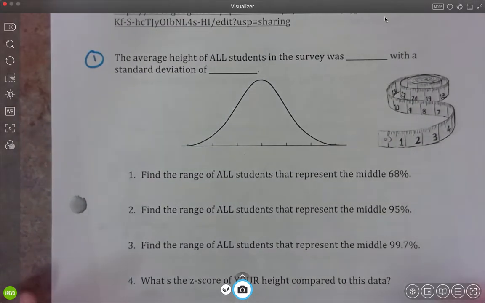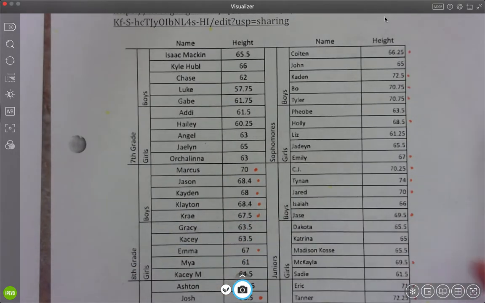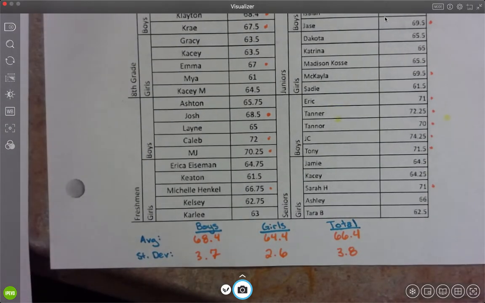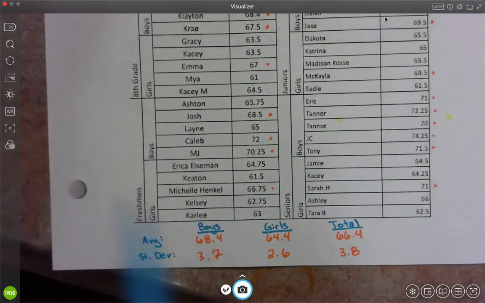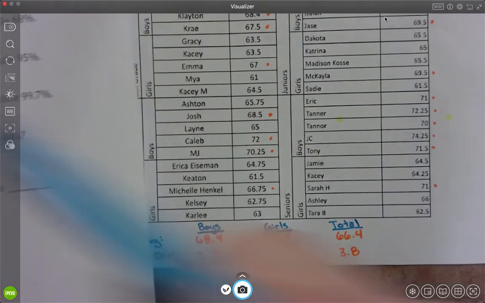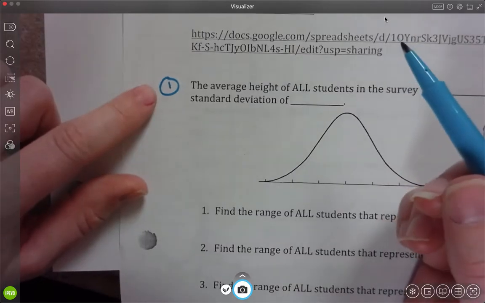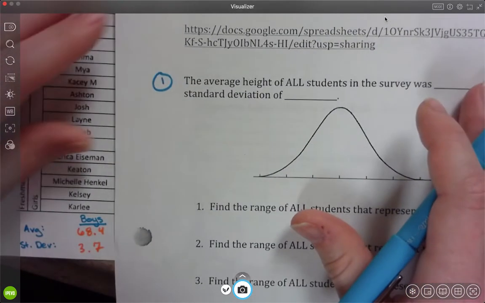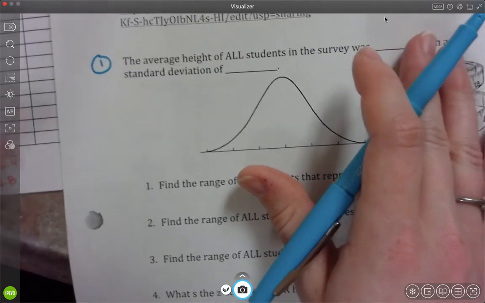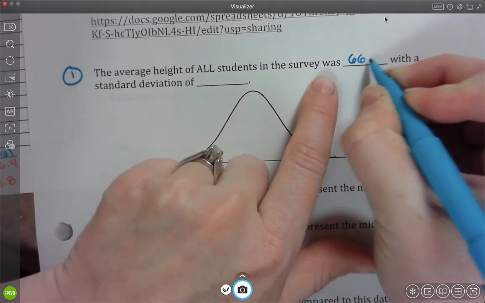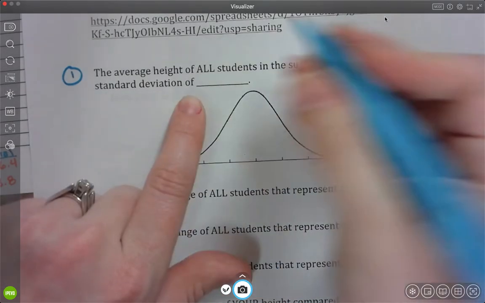We're still basing our information off of the data that's listed in this sheet. If you remember from the last video, we wrote down the average and the standard deviation. That's going to be really handy for this section. So let's take these numbers and write them into our other sheet. For part 1, we have the average height of all students. Looking at that other sheet, all students in the survey averaged 66.4 inches with a standard deviation of 3.8 inches.